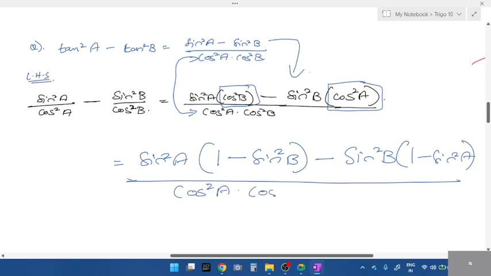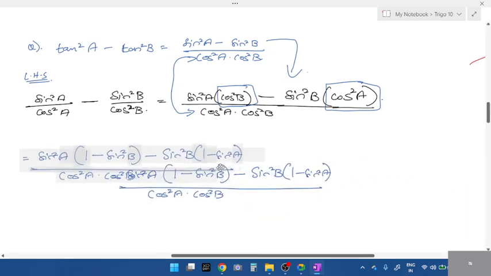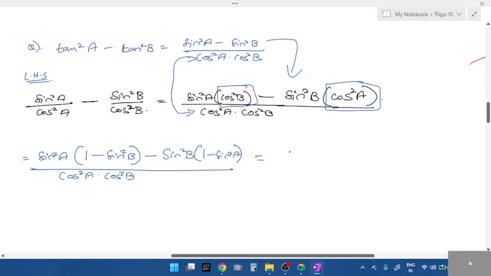Denominator, you don't have to convert. We already got the value. Numerator. When you open the bracket, what do you get? Multiply this. When you multiply, you get sine square A minus sine square A into sine square B.